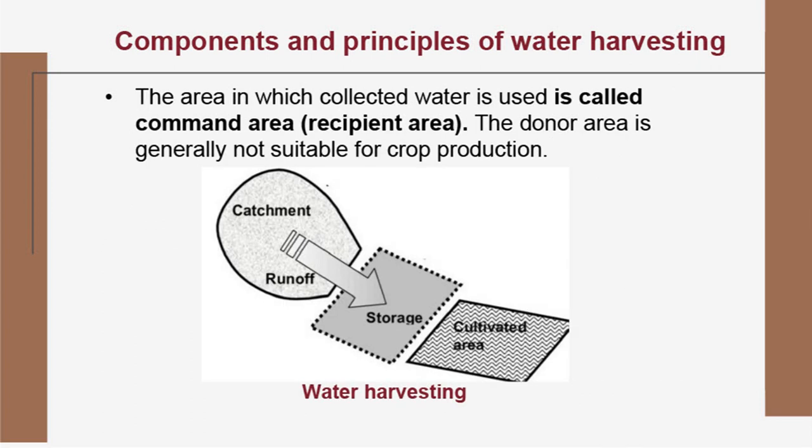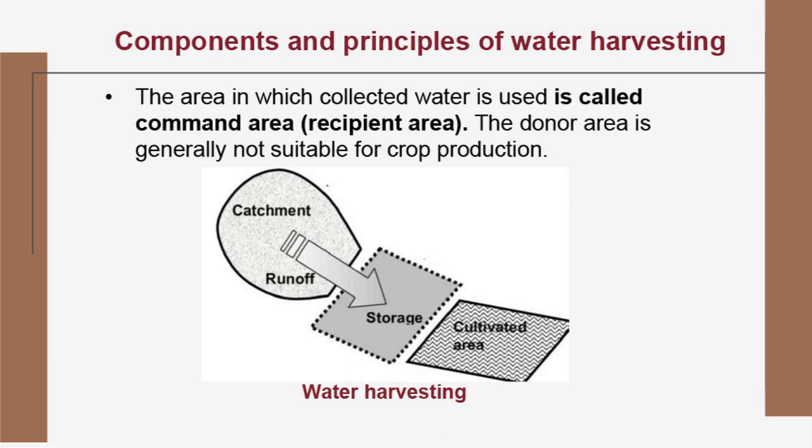Further, the area in which collected water is used is called the command area. It means you have harvested the water, you have collected the water, and now as per need you want to use this water for agriculture. The area in which the collected water is used is called command area. Wherever you will apply irrigation from this water will be under command of that storage structure. Therefore, it is called command area. The donor area is generally not suitable for crop production.